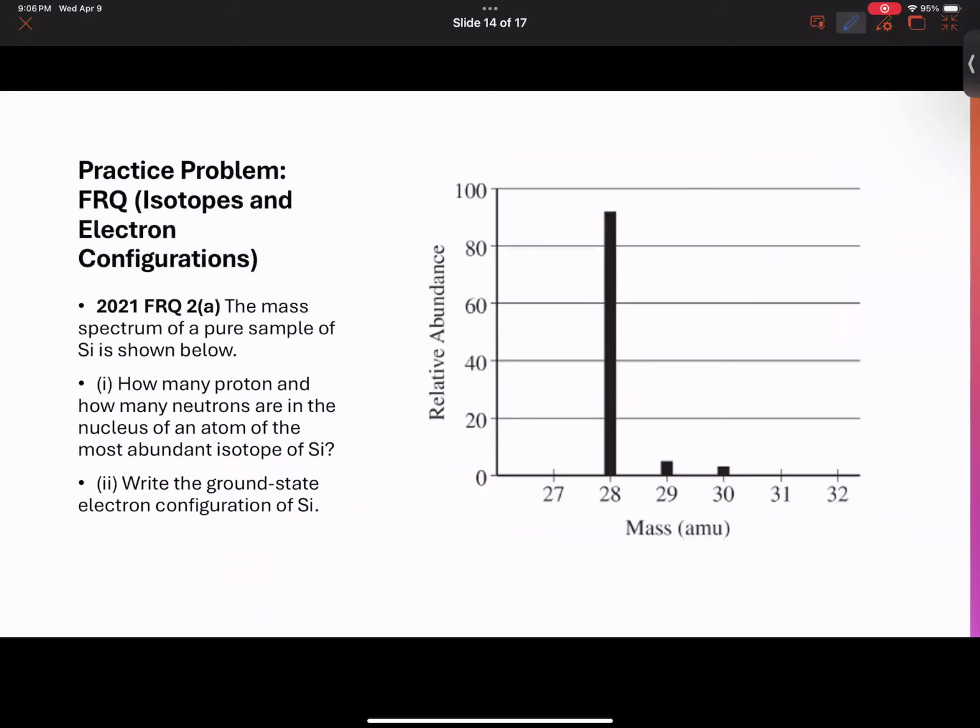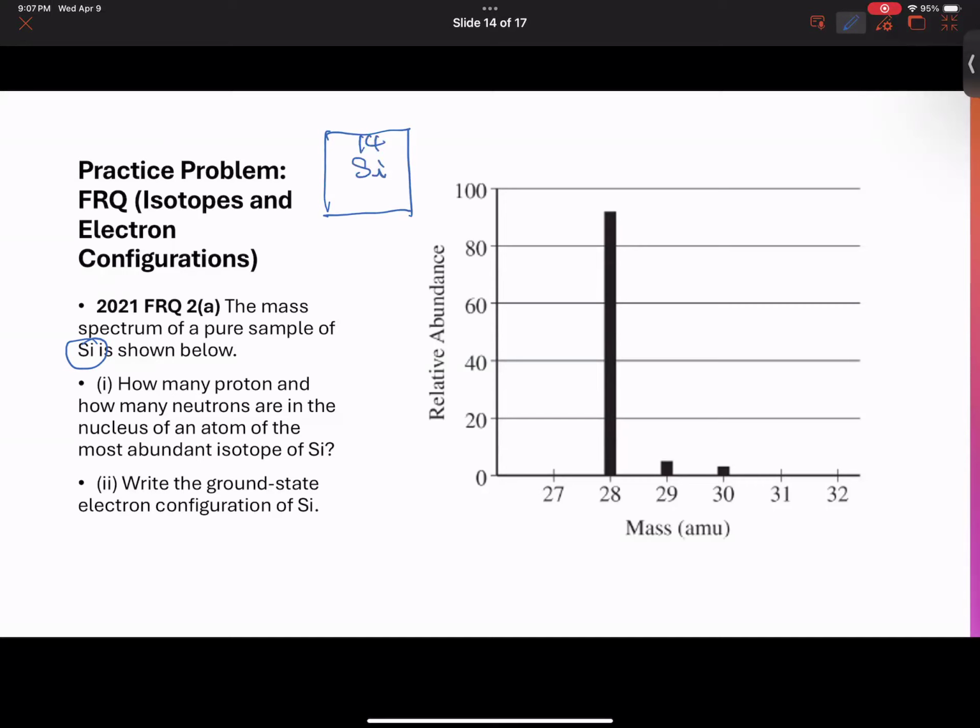Now let's look at another example of a photoelectron spectroscopy problem. Let's look at the 2021 free response problem number 2. The mass spectrum of a pure sample of silicon is given right there. Given this, let's go to the periodic table first and find the information on silicon.